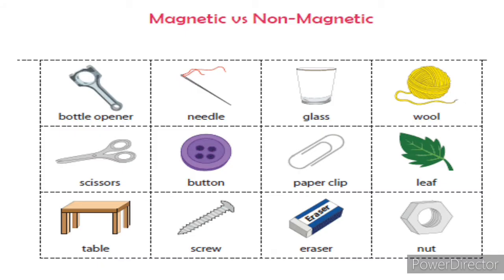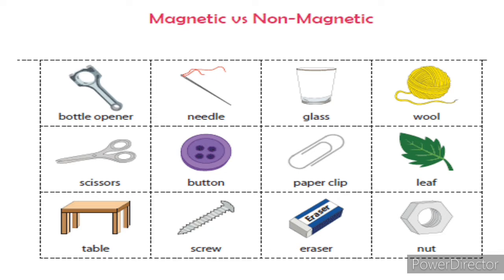All right, now let's look at magnetic and non-magnetic materials here. Let's sort them out. Look at the bottle opener. What do you think? Magnetic, yes. What about the needle? Magnetic, yes. Glass, non-magnetic, correct. Wool, magnetic or non-magnetic? Non-magnetic, correct. Scissors, magnetic.